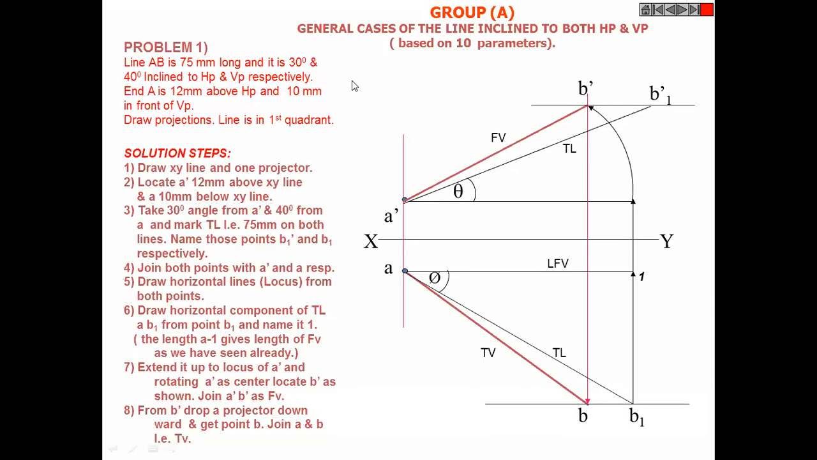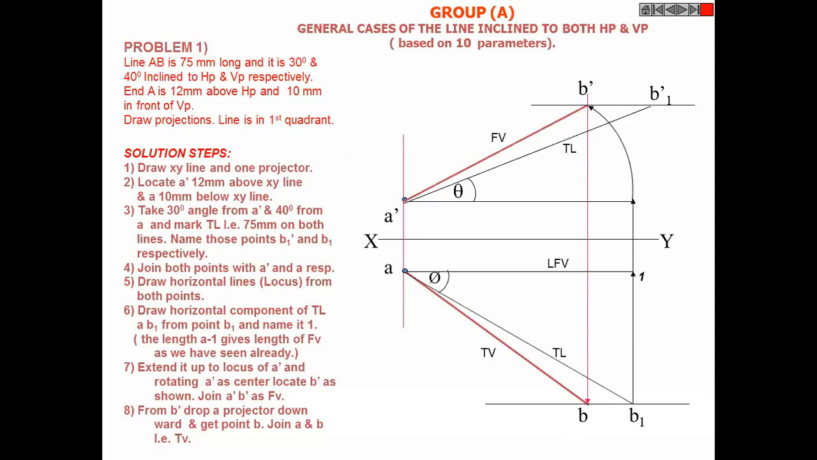Now, please, have you done it in your notebook? What is the length of front view? What is this length? A dash B dash. Roughly done, sir. Yes? Done in rough? Has anyone done it fair? Okay, no problem. Now next. Sir, 55 is coming. Huh? 56. Okay, nice. 56. And what is the location of B?